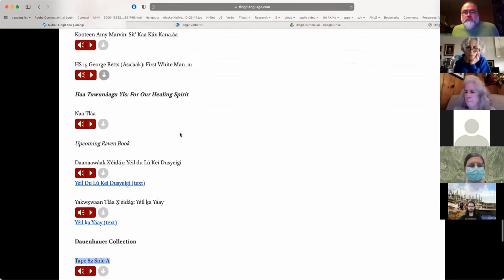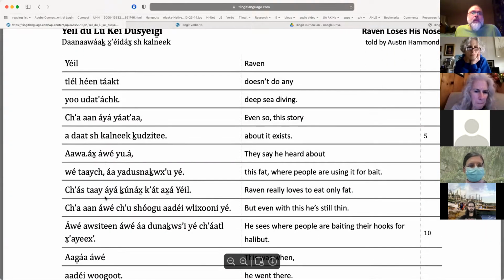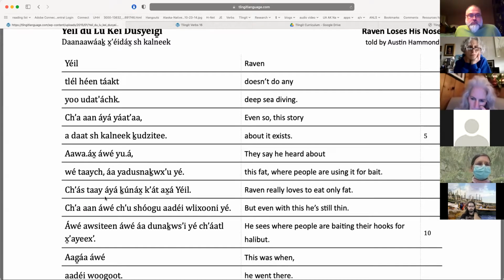And let's see. Yeah, so these ones when you go through, some of them there'll be a little link underneath it, and that means here you can listen to it, here you can download it, and if I click this link, now I've got the text, so I can read along. Do you want to get this Raven Loses His Nose? It's a great story. It's hilarious. This will be the last thing. So he tells this amazing story.